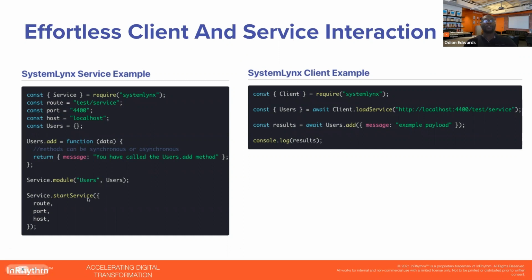And once we call service.startService with the route, port and host, the service is ready to interact with a remote client. On the client side, you can see that we are importing the SystemLynx client, and we're simply calling client.loadService, passing in the service URL, and now we have a handle on the user module that was created remotely in the back end. So we can simply call any method that was created on that service and get the results it returns. So that's the simplicity of SystemLynx.